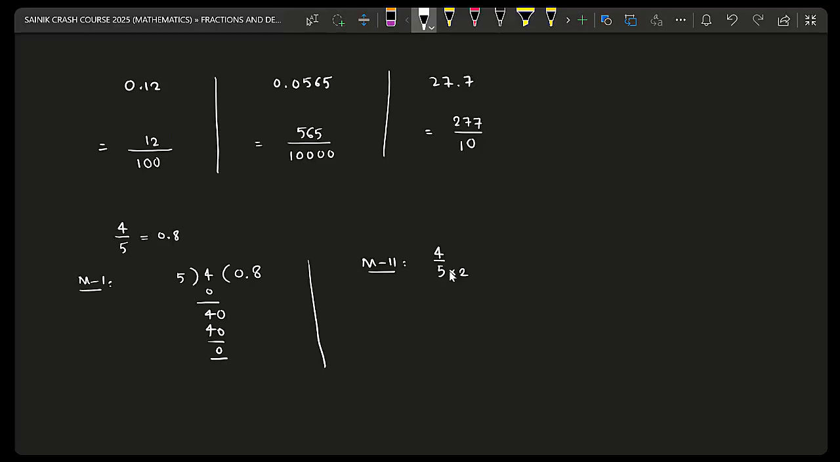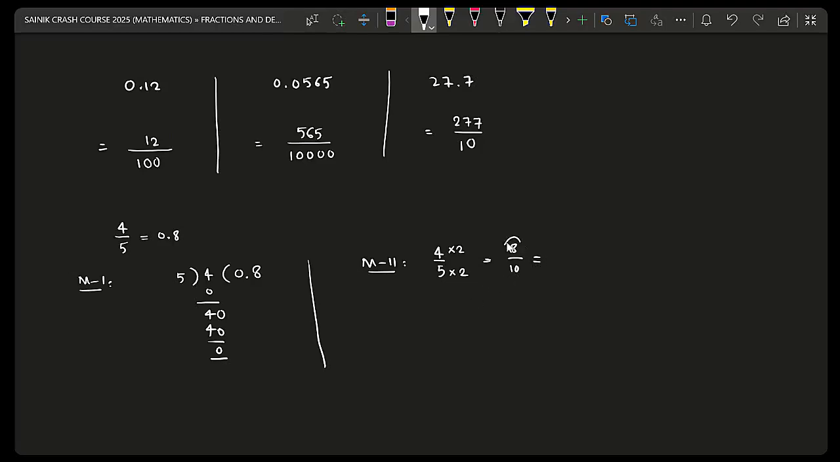And we know one rule. In order to not change the value of the fraction, if the denominator is multiplied by 2, the numerator also should be multiplied by 2. So numerator and denominator I multiplied by 2. Why did I multiply by 2? Because by multiplying by 2, 5 becomes 10. 10 is nothing but a 10 power. To convert the denominator into a 10 power, I multiplied by 2. So 4 twos are 8, 5 twos are 10. So 8 by 10. Now this is a decimal fraction.